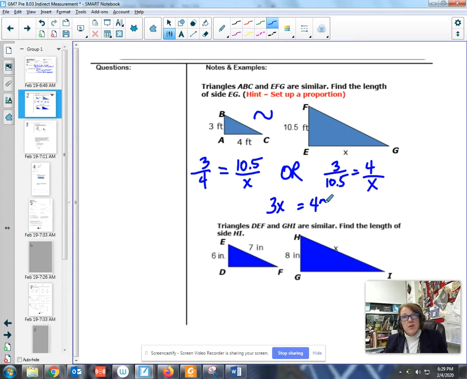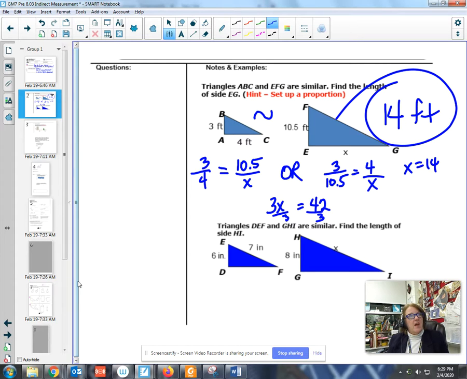Either way, you should end up, using cross products, with 3x equals 42. Divide both sides by 3, and you should get that x equals 14. Please make sure you label it with the appropriate unit, 14 feet. All right, let's look at the next one.